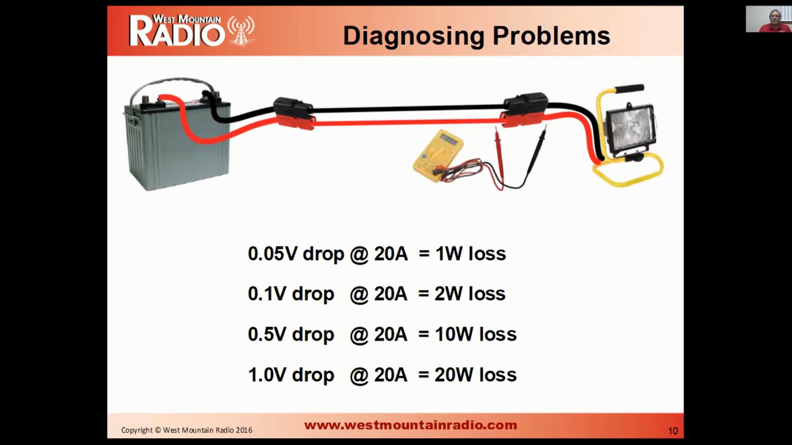If you have a problem in your station where you've got a voltage loss, an easy way to find it is to use a voltmeter across every connection. For example, if you've got a half-volt drop, that means you're losing 10 watts in that connection. So dirty contacts, a bad crimp, something like that. It's really easy to find with a voltmeter, just going through your system.